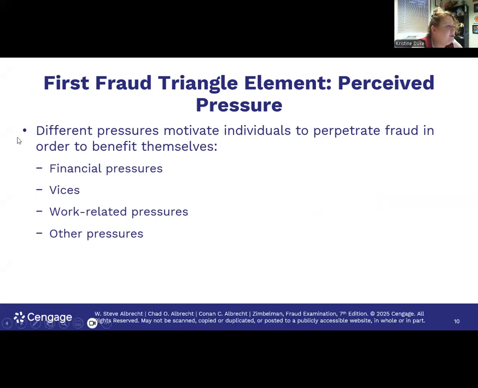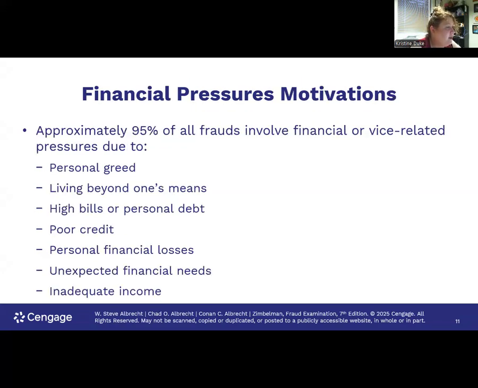Okay, so different pressures motivate individuals: financial vices like gambling, maybe traveling. I love to travel. Work-related pressures, other pressures could be family. It could be the fact that that Louis Vuitton purse really looks cool, and I would love to have the entire luggage set. I'm just making things up now because there's all kinds of different pressures.